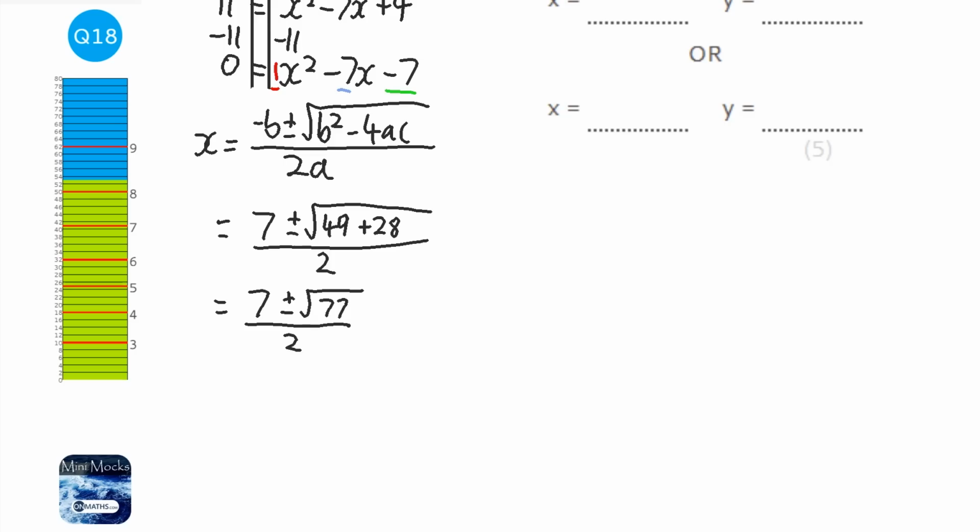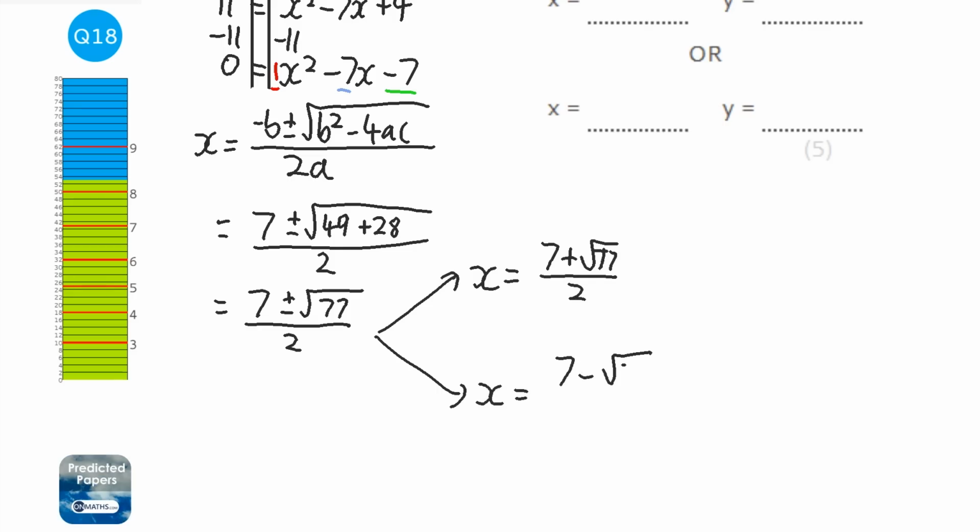Okay, this is where we split the two apart. We have the positive version, so 7 plus root 77 over 2. And we have the negative part, 7 minus root 77 over 2. So the positive part, 7 plus root 77 over 2, is going to give us the answer 7.89 to 2 decimal places.